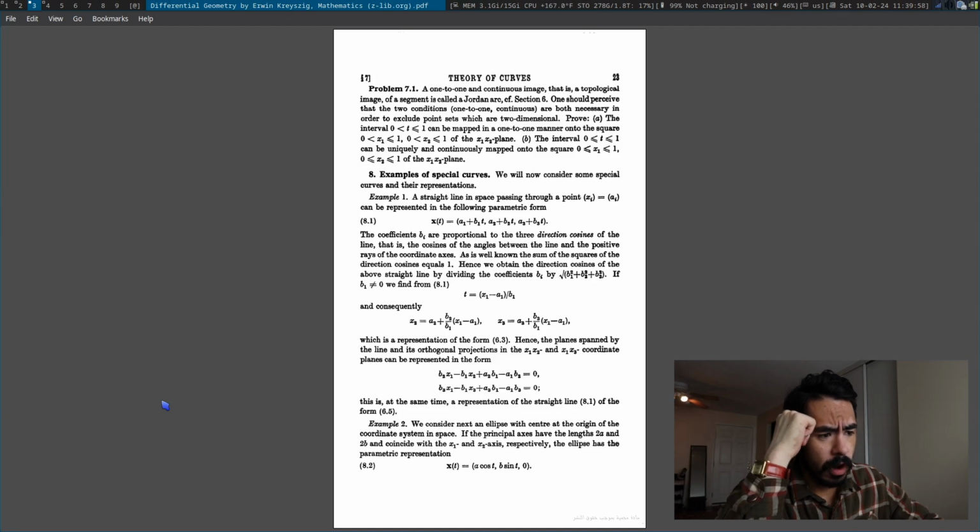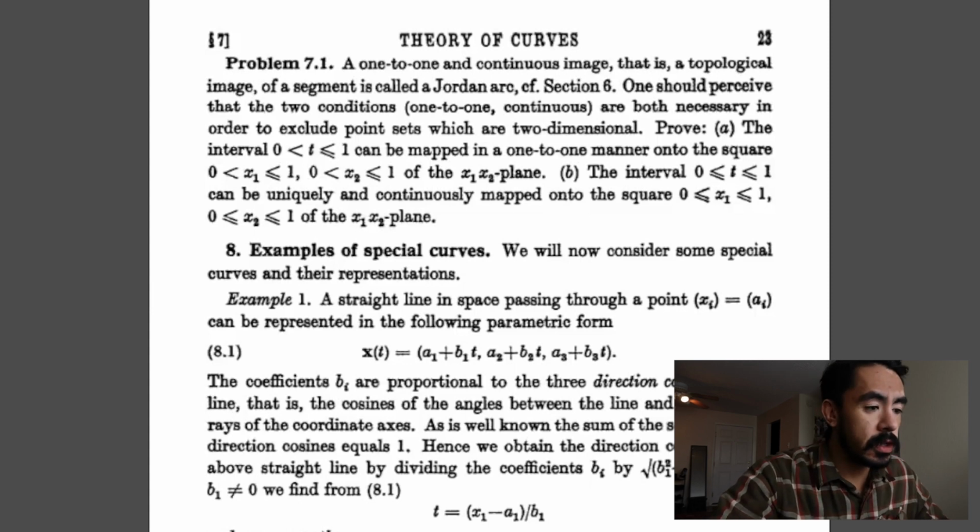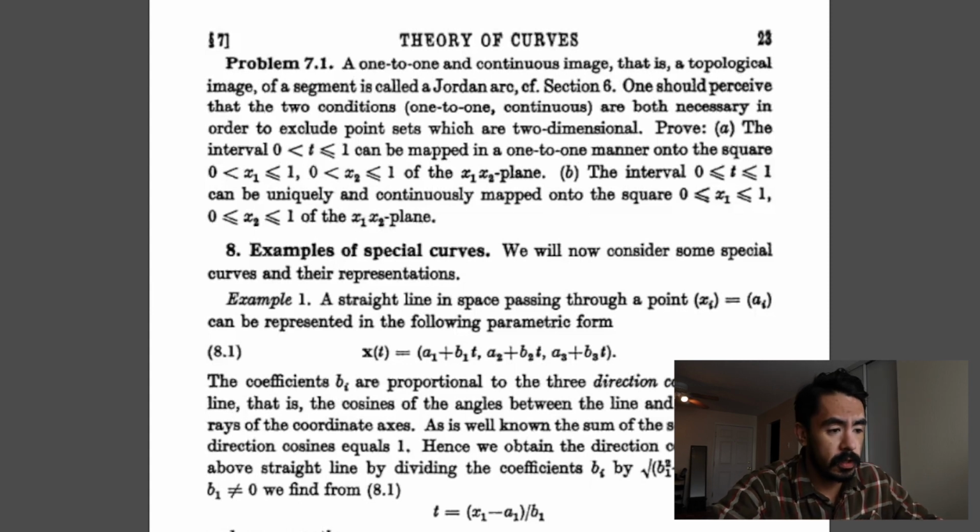So this is problem 7.1, and it says a one-to-one and continuous image, that is a topological image of a segment, is called a Jordan arc. It says see section 6 for the exact definition, which I'm not going to do right now. One should perceive that the two conditions, one-to-one and continuous, are both necessary in order to exclude point sets which are two-dimensional. It's a two-part problem.